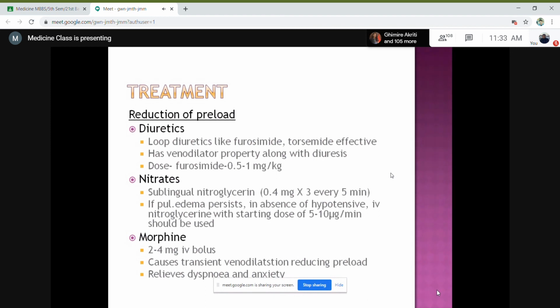If the patient has persistent pulmonary edema in the absence of hypertension, IV nitroglycerin has to be started at the dose of 5 to 10 microgram per minute. There is a role of morphine as well. It is generally to relieve dyspnea and anxiety in patients who are in acute pulmonary edema. It causes transient venodilatation, reducing the preload in the failing heart.